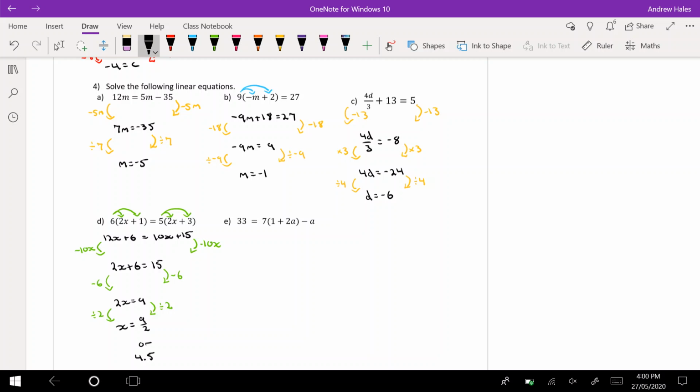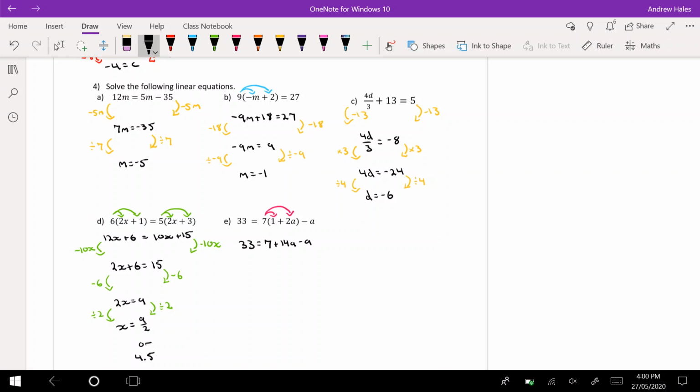Lucky last for this page, okay? Again, it's another expanding the bracket problem. So I'm expanding the 7 to 1 and 2a. 33 equals 7 plus 14a, take away a.